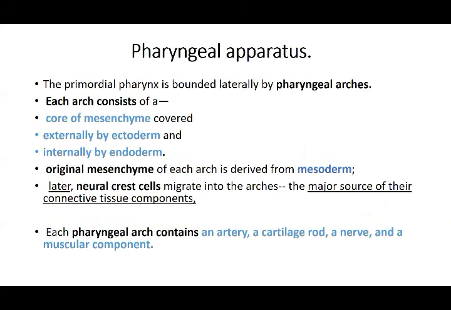They have a core of mesenchyme, that is mesoderm, in the center, ectoderm on the outside, and internally lined by the endoderm. And then remember that the mesoderm of the pharyngeal apparatus, or the developing head and neck, comes from neural crest. Initially it was paraxial mesoderm, but later the neural crest cells migrate to the mesenchyme of these pharyngeal arches and give rise to the mesoderm of the head and neck. Each pharyngeal arch has its own components: muscle, skeleton, nerve, and artery.